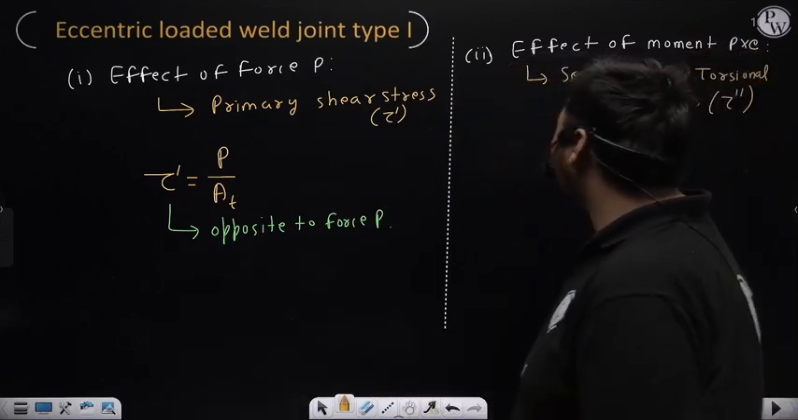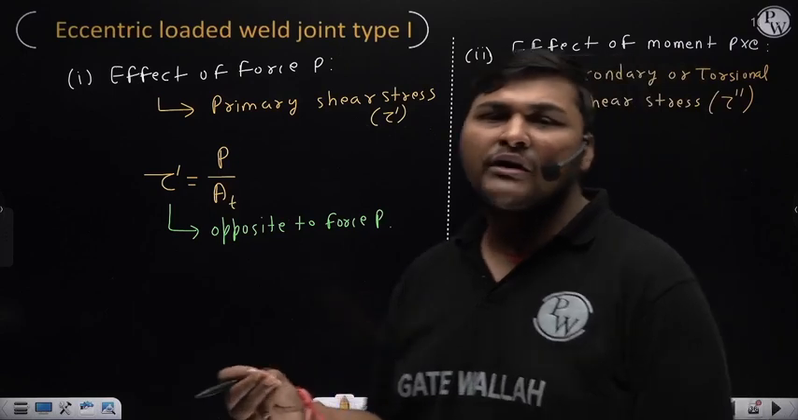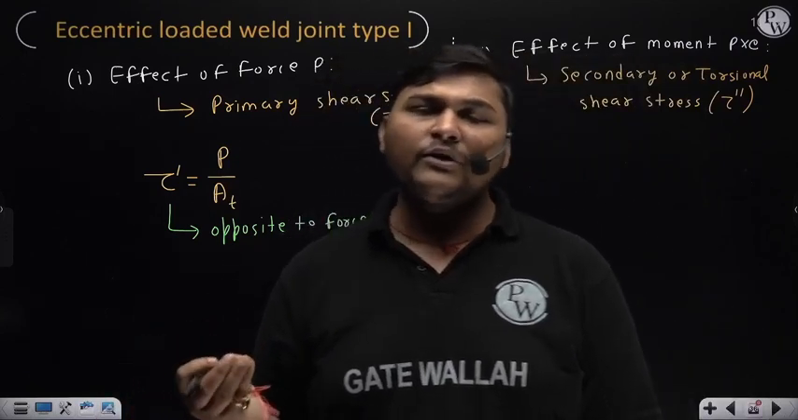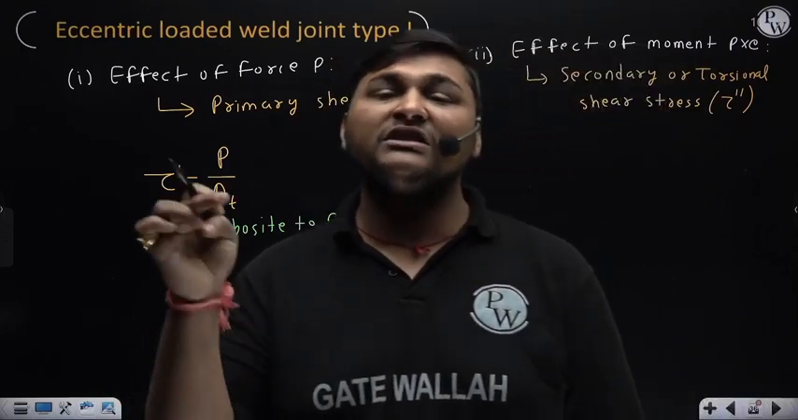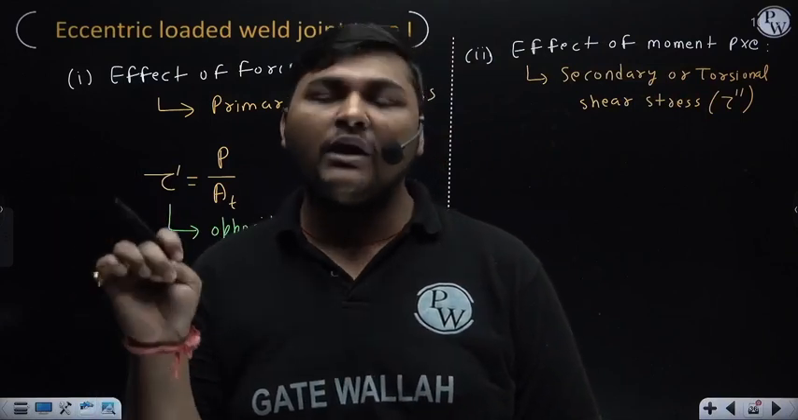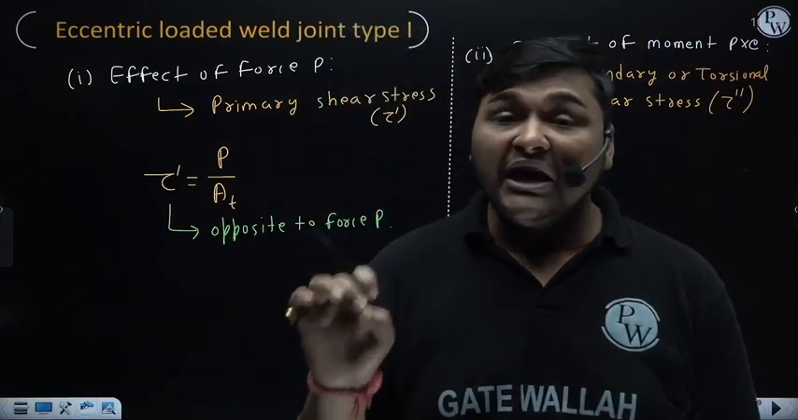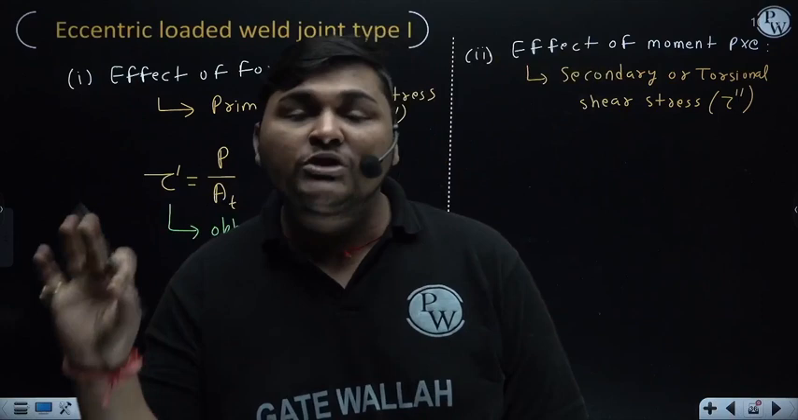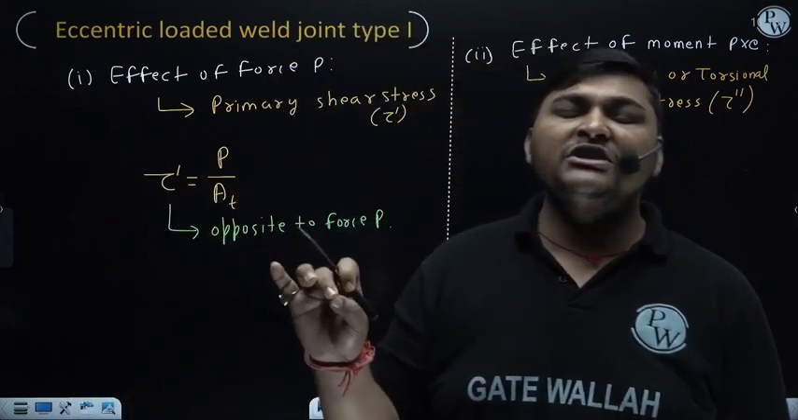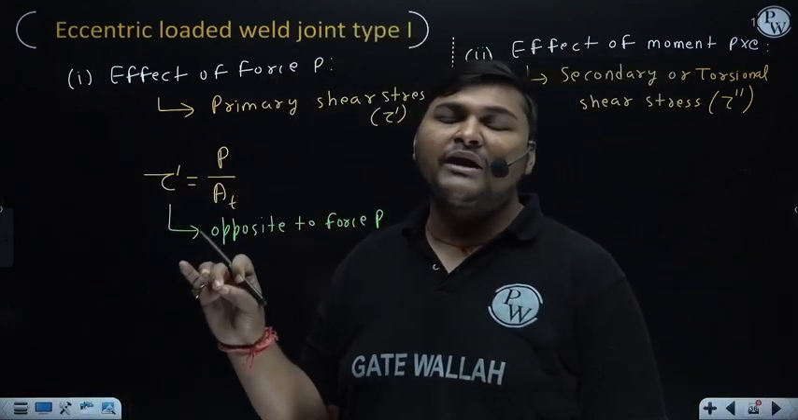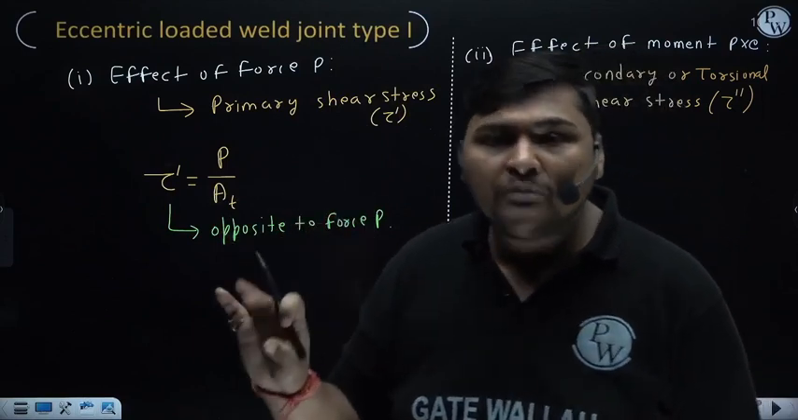Now what is the formula to calculate torsion shear stress? That we already studied in strength of material. Formula to calculate torsion shear stress or secondary shear stress is T upon J into small r, where T is torsion moment, J is polar moment of inertia about centroid, and r is radial distance of the point in which we are calculating torsion shear stress from centroid.